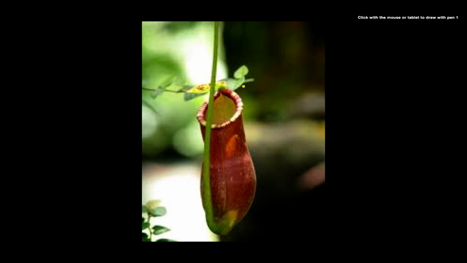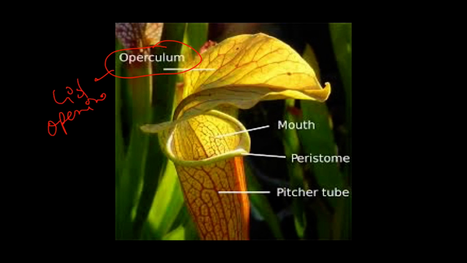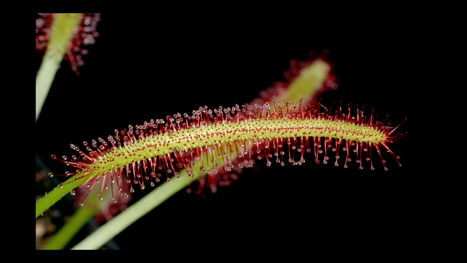So this is a pitcher plant. You can see a pitcher, इसमें जाएगा insect and then it will go inside, this lid will close and automatically it will die. Here you can see this is the operculum. So in biology, operculum is a lid or covering, opening or covering or whatever you want to say, that is called an operculum. Now this is the mouth, obviously this is the peristome, not important. This is the pitcher tube in which the digestive juices will be secreted.